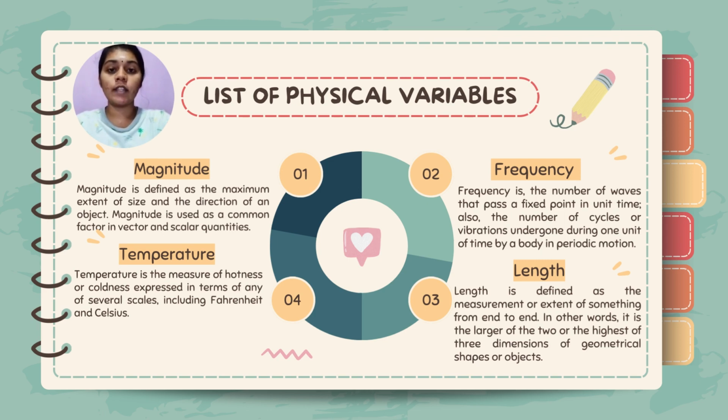Secondly, we see about frequency. It is the number of waves that pass a fixed point in unit time. Also, the number of cycles or vibrations undergone during one unit of time by a body in periodic motion. Thirdly, we see about length. Length is defined as the measurement or extent of something from end to end. In other words, it is the larger of the two or the longest of three dimensions of a geometrical shape or object. Temperature is a measure of hotness or coldness expressed in terms of any of several scales including Fahrenheit and Celsius.